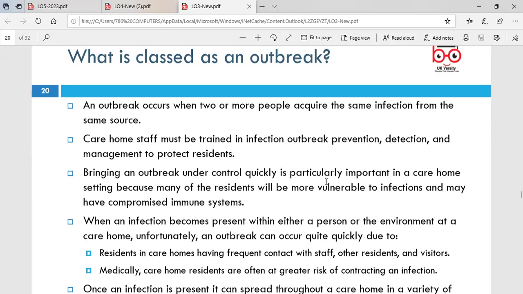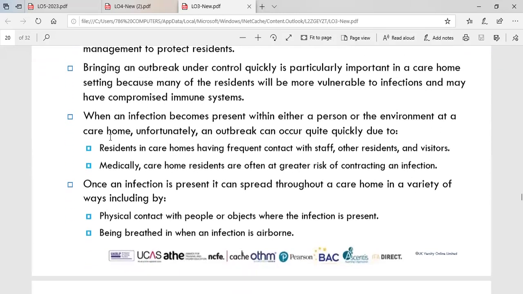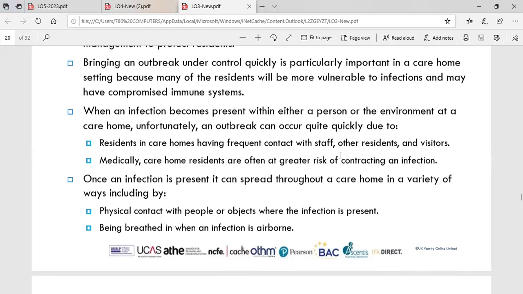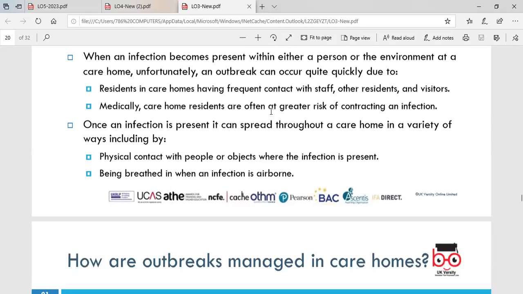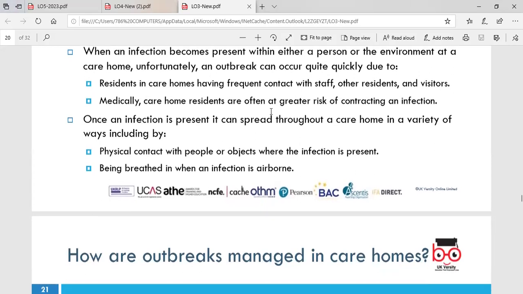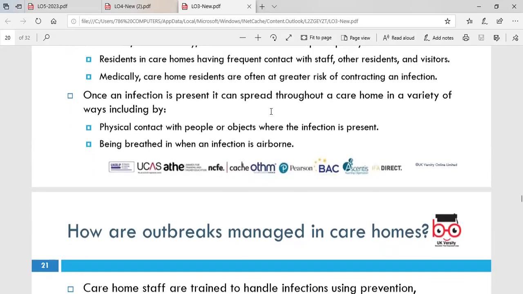Bringing an outbreak under control quickly is very important in a care home because many residents will be more vulnerable to infections because of compromised immune systems. When an infection happens, an outbreak can occur quickly because there are different people and different visitors there, so they're not isolated. And medically, care home residents are often at greater risk of contracting several other infections also, apart from that outbreak.